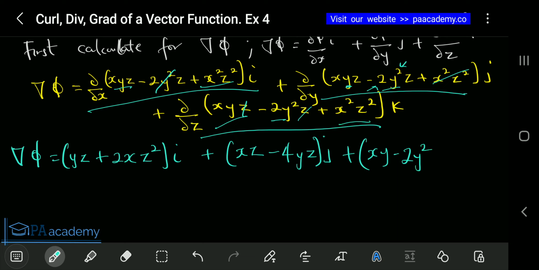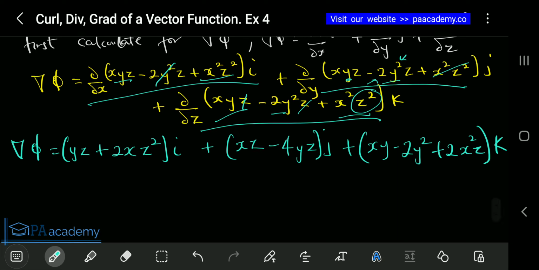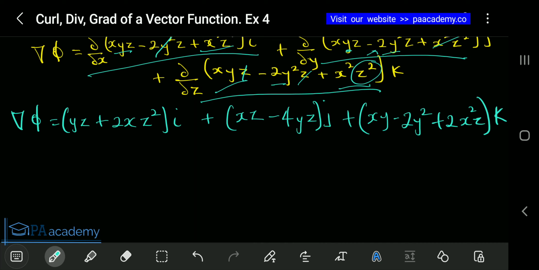So for this now, if you differentiate this with respect to z, we are only having z squared here. If you differentiate that z squared, that will be 2z. So with that, we are going to be having plus 2x squared z. So if you close it, we are going to be having k. Okay. Alright, so now we have gotten grad phi.